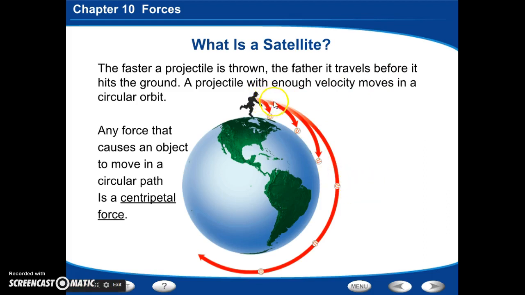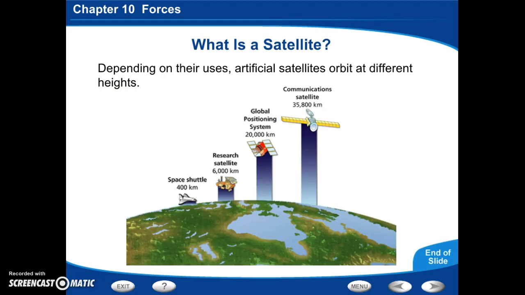If it didn't have gravity, it would just continue to go off in a straight line. But it has gravity, which continues to pull it down towards itself. And the motion, because of inertia, it wants to keep going forward. So any force that causes an object to move in a circular path is called centripetal force.